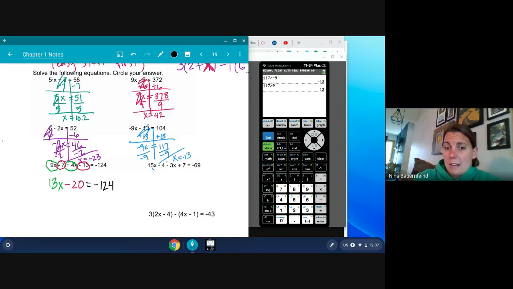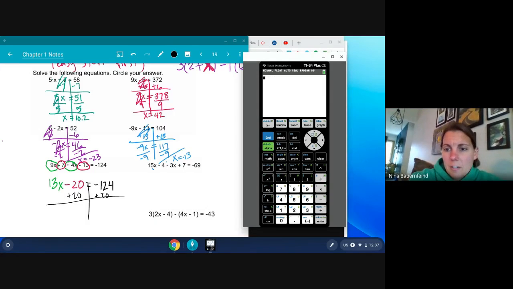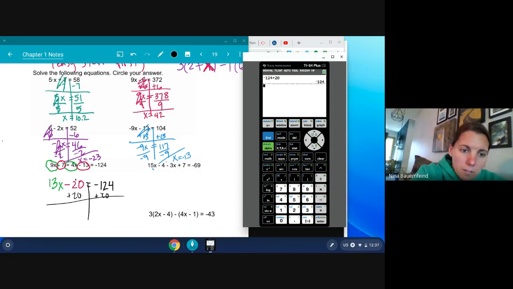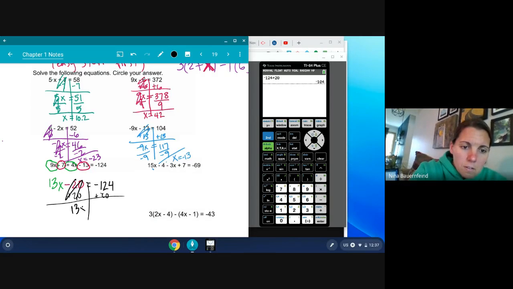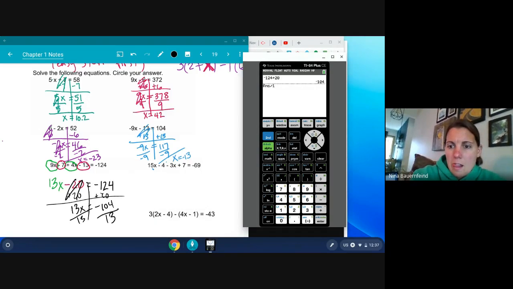What questions do you have? None. Okay, so then it's going to be the same thing. We add 20, add 20. If you use your graphing calculator, or a calculator, you can go -124 plus 20. We're at -104. And then we divide by 13, divide by 13, which is -8.